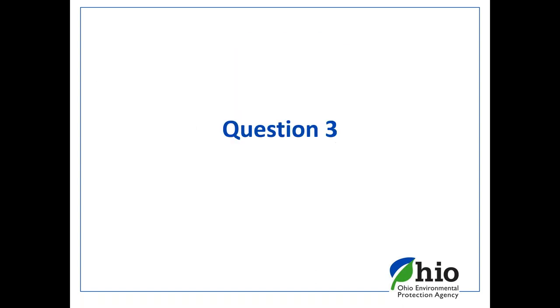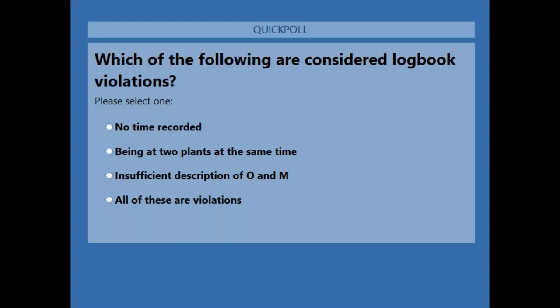With that, I think we have another question. All right. Which of the following are considered logbook violations? No time recorded, being at two plants at the same time, insufficient description of O&M, or all of these are violations?